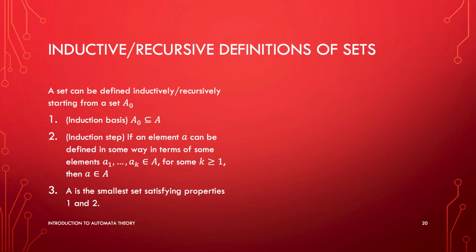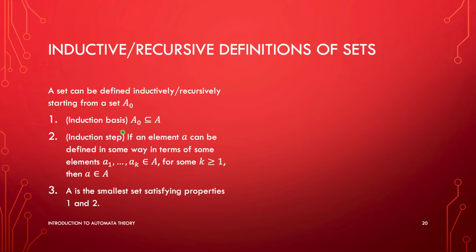And the typical structure you will see in such definitions very much resembles the structures we have seen when we discussed the induction principle. So a set can be defined inductively, or you can say also recursively, starting from a smaller set A0 of so-called initial elements. So you will see a definition consisting of, first of all, a condition that says A0 is part of the set that you want to define, and this is the induction basis.